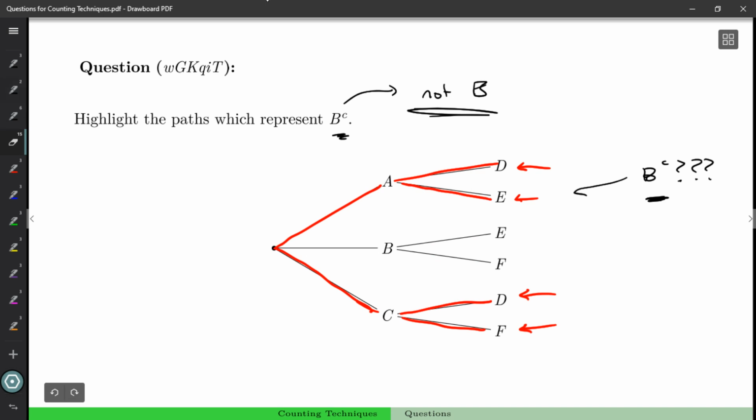It's a good idea not only to be able to understand the symbols, but to be able to actually understand what they represent. So in this case, not. Because if I wanted something like A union D, I would want any path that goes through an A or a D. Okay? So it's not enough to just know the symbols. We want to be able to understand what they mean in case we see a slightly different looking tree.